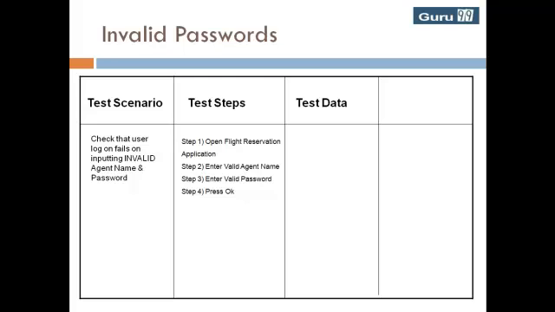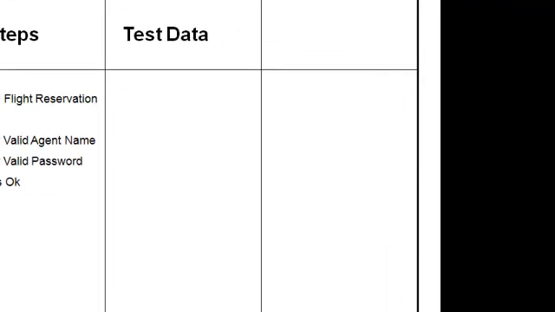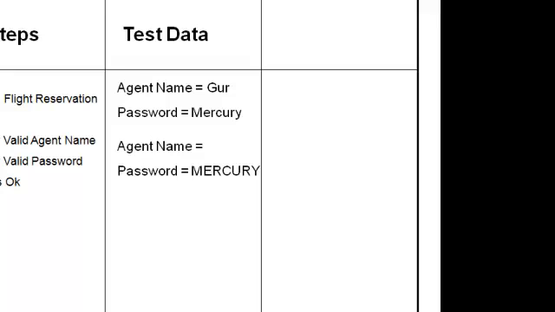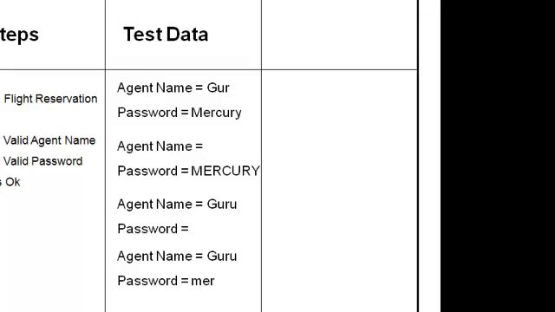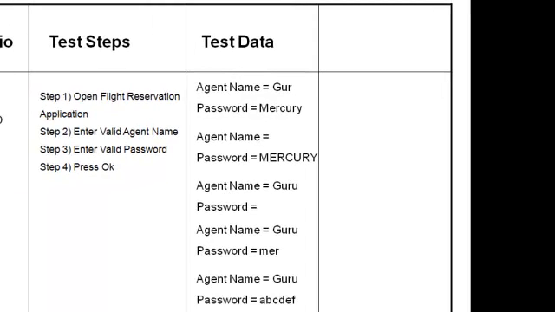The different combinations of invalid test data for this scenario would be: agent name less than 4 characters and valid password, no agent name and valid password, valid agent name and no password altogether, valid agent name and password less than 4 characters, valid agent name and password other than Mercury.